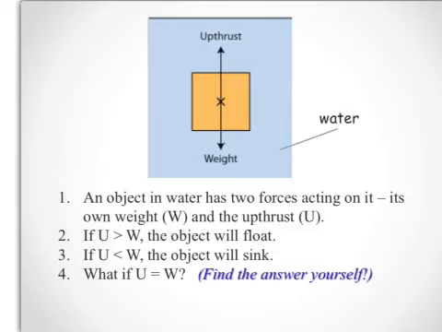Now number 2, if the upthrust force is bigger than the weight force, the object will float because the resultant force is up. If the upthrust is smaller than the weight, the object will sink because the resultant force is downwards. Now, what if the two forces are equal to each other? You can find out the answer yourself.